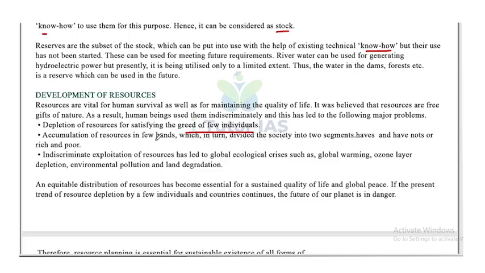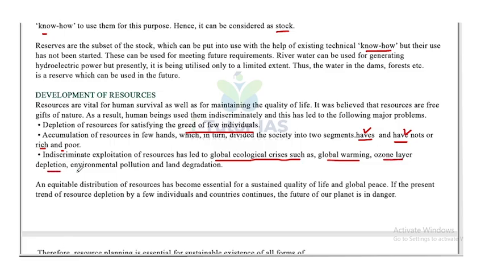Accumulation of the resources in a few hands, which in turn divided the society into two segments, haves and have-nots, or rich and poor. Okay, so the accumulation of resources in few hands divided the society into two segments, haves, that means rich people, or those who have everything, and the second people are have-nots, they are poor people.